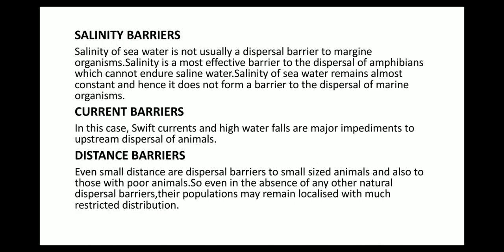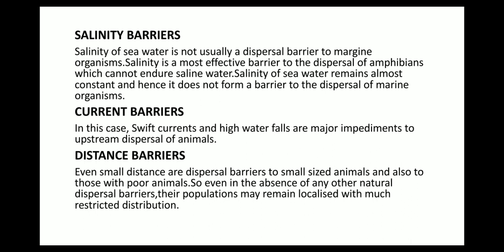Next, salinity barrier. Salinity of seawater is not usually a dispersal barrier to marine organisms. Still, freshwater animals are prevented from dispersal by saltwater bodies. Salinity is a most effective barrier to the dispersal of amphibians, which cannot endure saline water. This is the reason why amphibians are altogether absent in oceanic Ireland. Salinity of seawater remains almost constant and hence it does not form a barrier to the dispersal of marine organisms. However, near around river mouth, salinity changes very often and acts as a barrier to the dispersal of shallow water littoral animals.